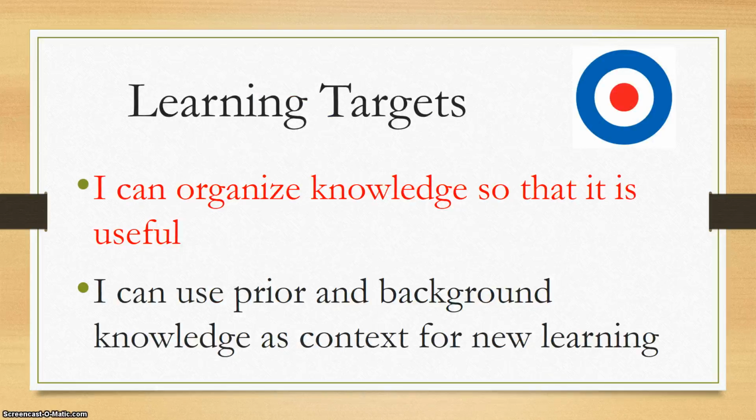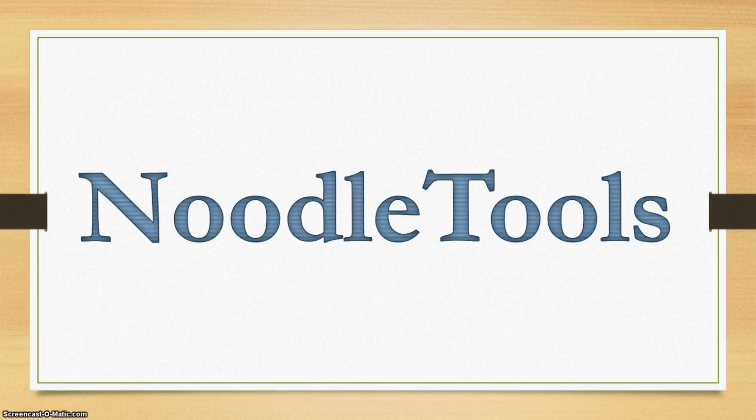That other target that we have for you is organizing knowledge that is useful. So once you have your mind map and maybe you have a rough handle on what your topic is about, you're going to be doing some research. So looking into books and websites and databases to figure out more information about your topic. But one thing that we will ask of you is to keep track of it. There are lots of different methods for this. The method that we're going to use is a program called Noodle Tools.